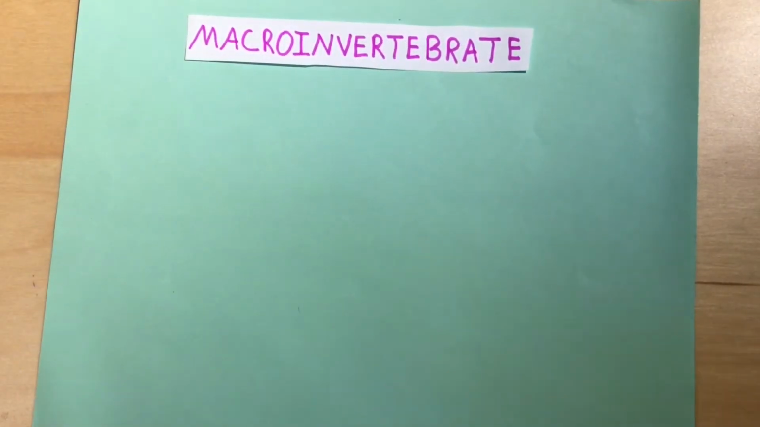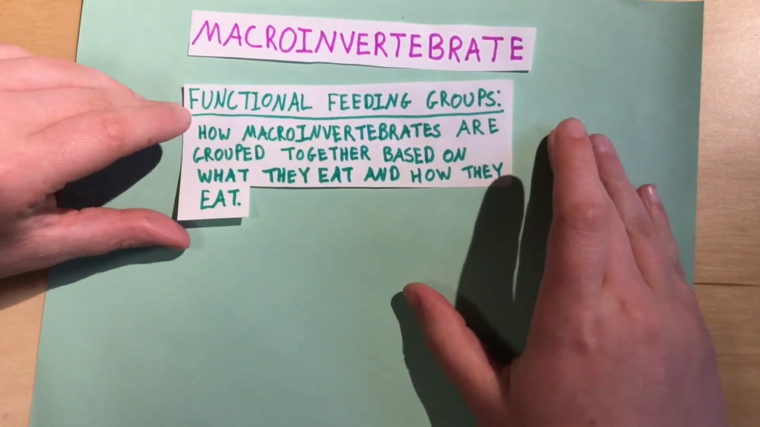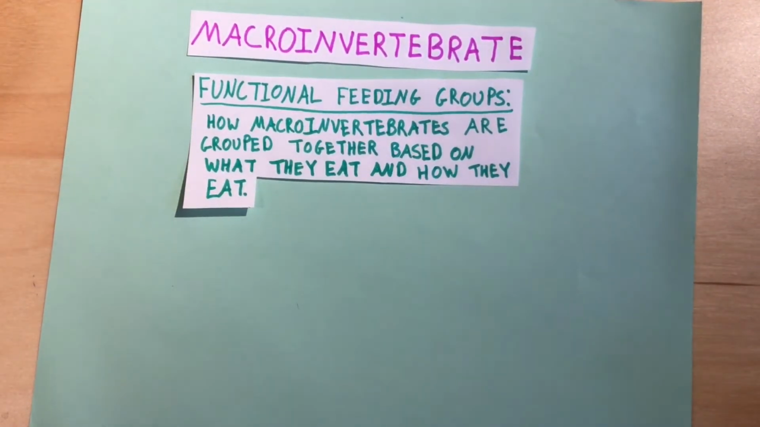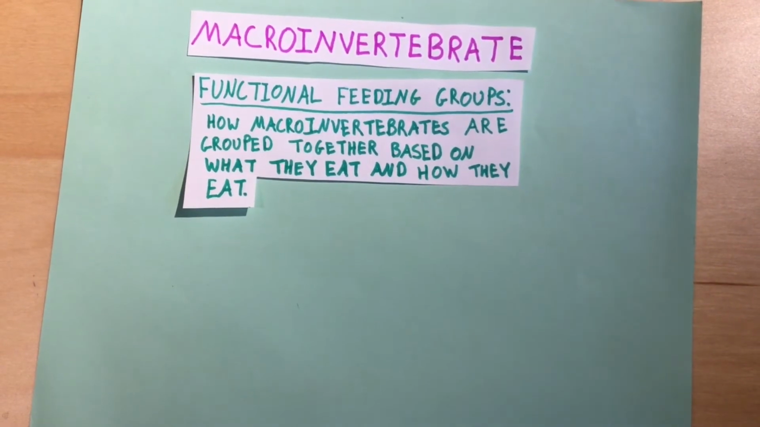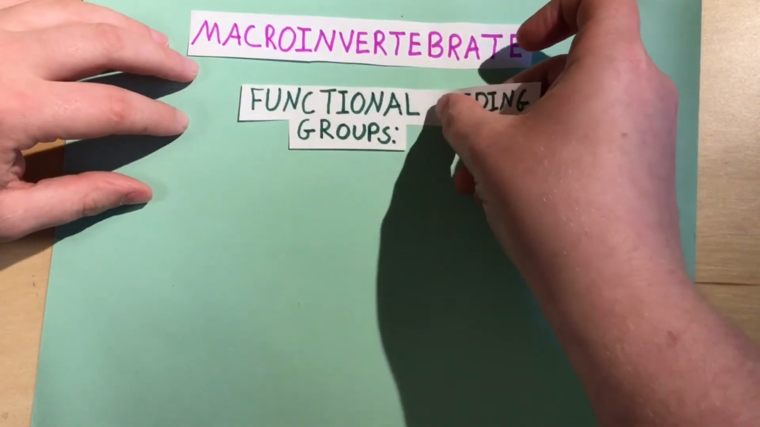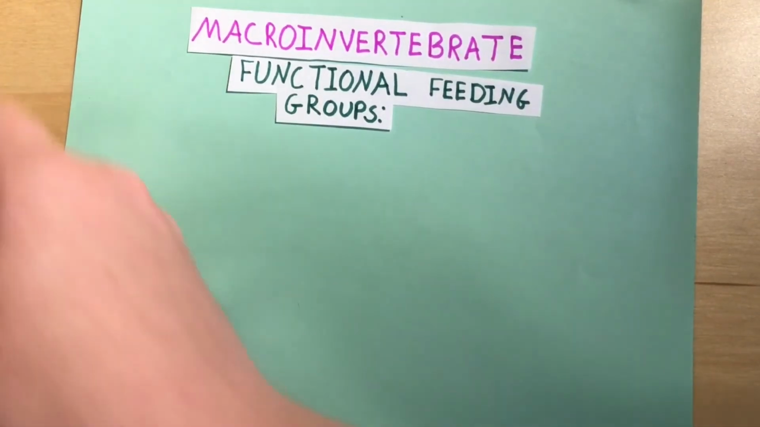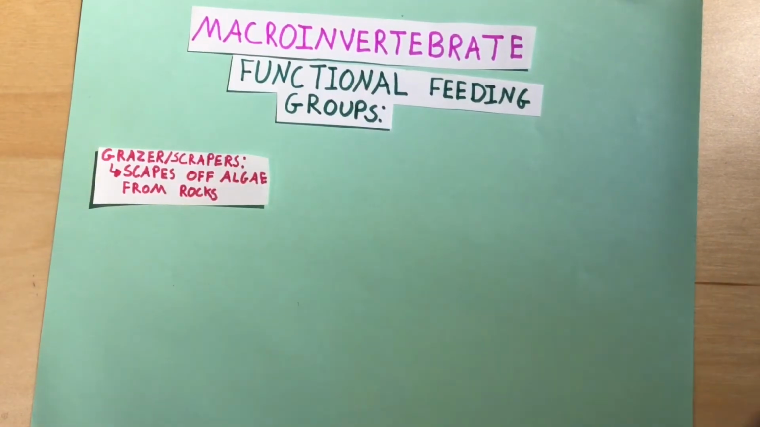Another big part of macroinvertebrates are something called functional feeding groups. And the definition that we use are how macroinvertebrates are grouped together based on what they eat and how they eat it. So there are 5 primary functional feeding groups. And for macroinvertebrates, our functional feeding groups, we have our grazers and scrapers. They scrape off algae from rocks.